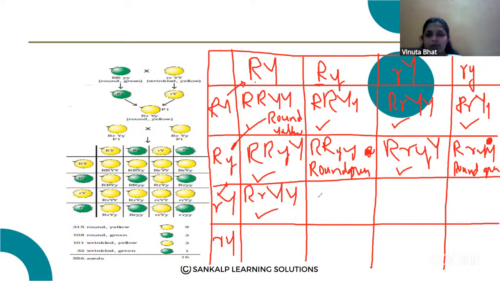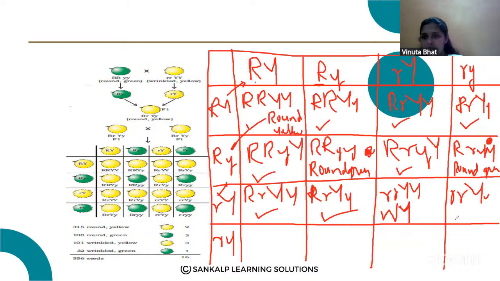Next, check the next one. Capital R, small r, capital Y, small y. Okay. So this is also round yellow seeds. Next one. Small r, capital Y, capital Y. This is wrinkled yellow seeds. I will write wrinkled yellow, WY. Okay. Then last one, small r, capital Y, small y. This is also wrinkled yellow seeds. I will write like this.